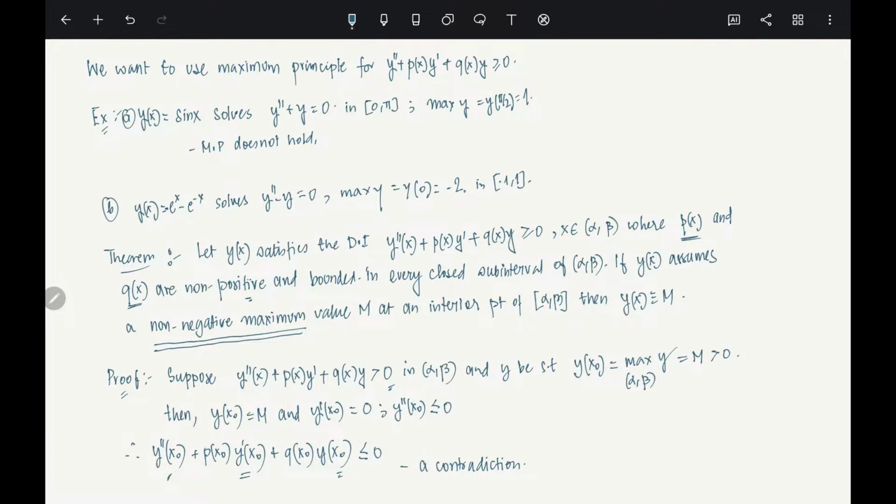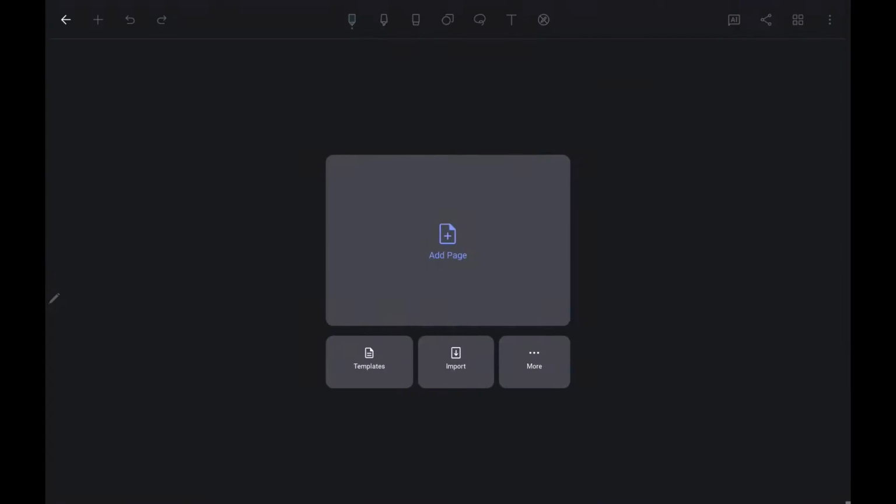Is this okay? So if it is strictly positive, there is something fishy going on, and we cannot have this assumption. So basically y(x) has to be constant, identically equal to m. Now let's look at the other part. What is the other part? If it is greater than or equal to 0, not just strictly greater than 0.